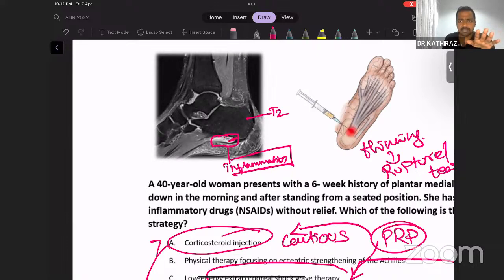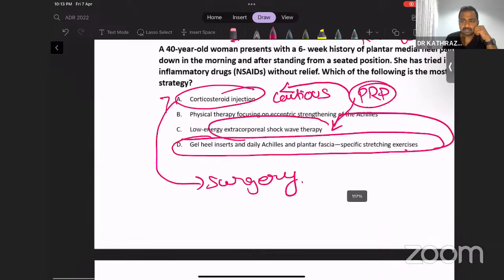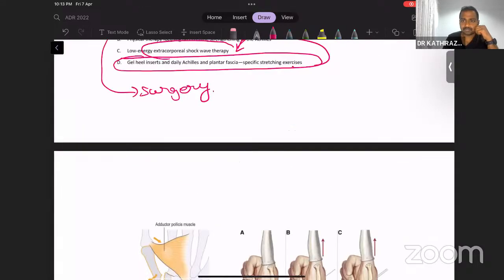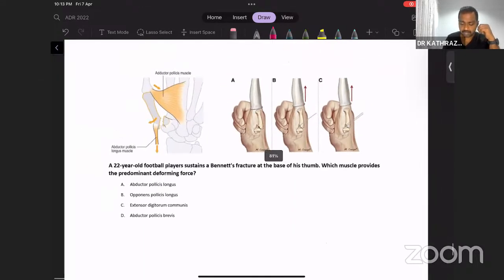Have any of you in this session ever seen an MRI of a plantar fascia? Or is this the first time? Just say yes or no. Single letter. First time. Now, I think we are coming to the end.